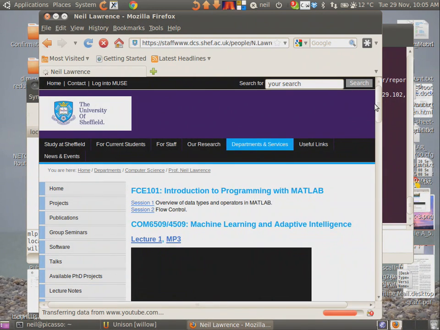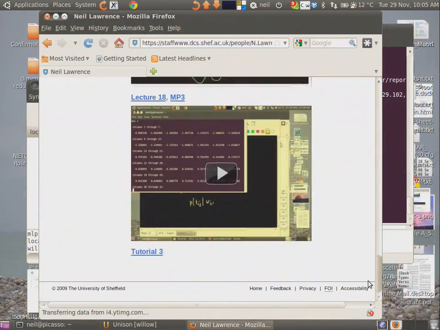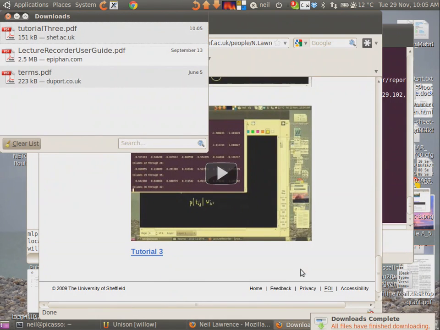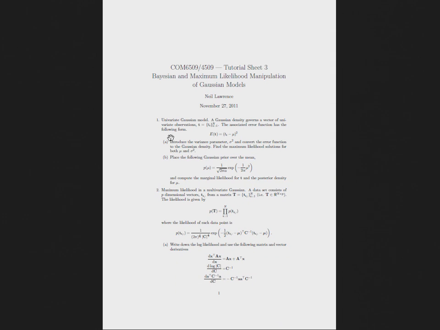So, lecture notes. That's obviously off my homepage. And then most of the lecture notes are up here. And then at the bottom you'll see tutorial 3. Okay? So that's targeting the sorts of, well, that's useful, isn't it?